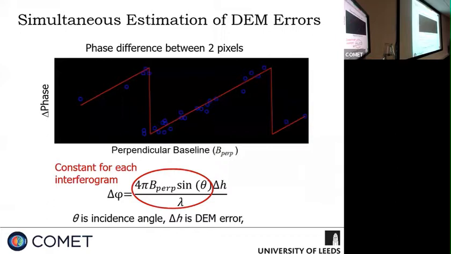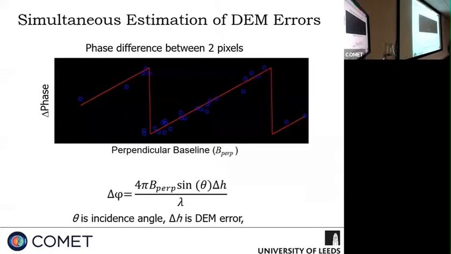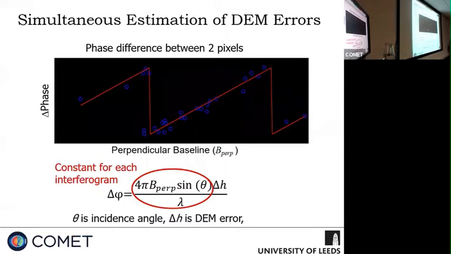On this plot, it's important to note the difference between this plot and the previous plot. This is time versus phase. This is perpendicular baseline versus phase. So they're two independent estimations that we're doing. This estimation estimates the phase as a function of perpendicular baseline. That gives you this entire constant here. And again, your phase noise is the difference between this line and each point.